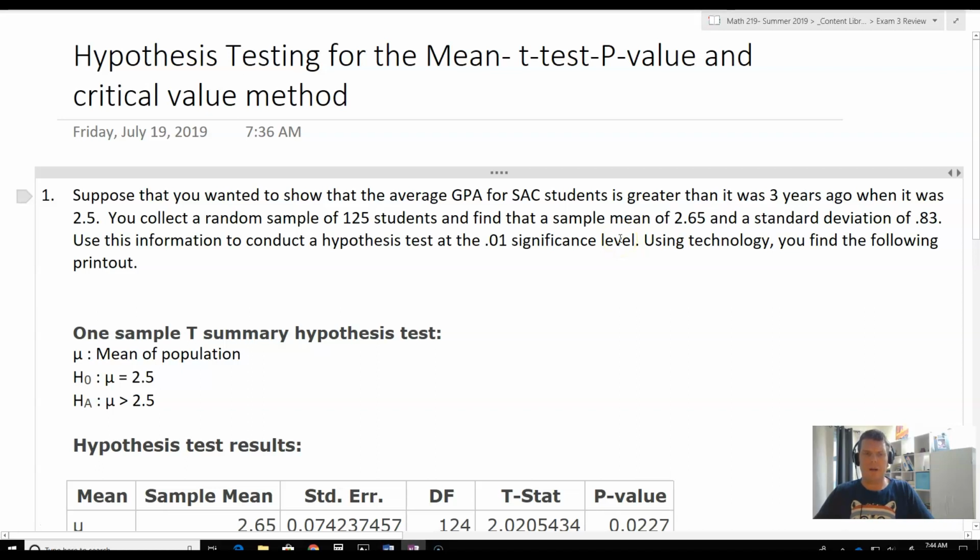Suppose that you wanted to show that the average GPA for SAC students is greater than it was 3 years ago, when it was 2.5. You collect a random sample of 125 students and find a sample mean of 2.65 and a standard deviation of 0.83. Use this information to conduct a hypothesis test at the 0.01 significance level. Using technology, we find the following printout.